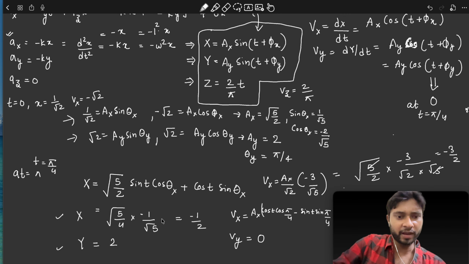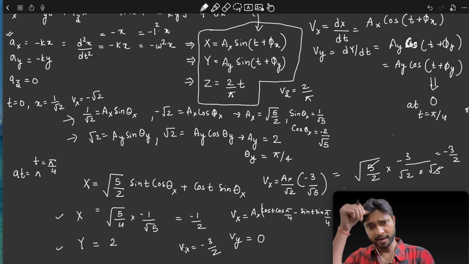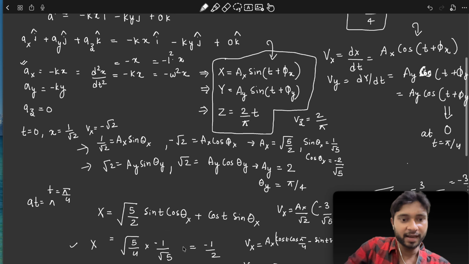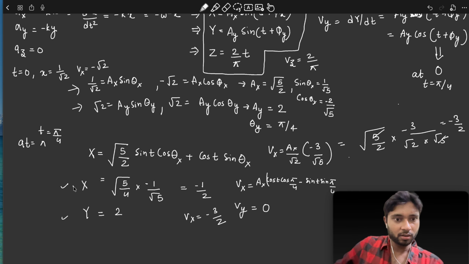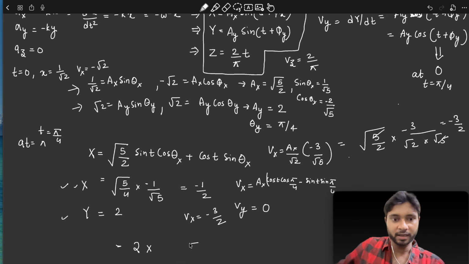Okay, so now we have everything. x is equal to minus 1 by 2, y is equal to 2, and Vx is equal to minus 3 by 2. I hope my calculation is right. Let's see what we had to calculate: x Vy minus y Vx. x Vy, Vy was 0, so x Vy is 0, minus y Vx. y was 2 and Vx was minus 3 by 2. So 2 into minus 3 by 2. The 2s cancel. This will be minus, this will be plus 3. Okay. So the answer is plus 3.